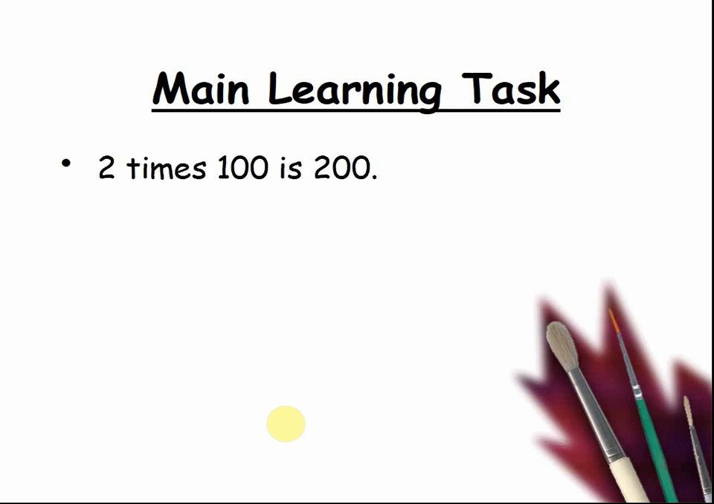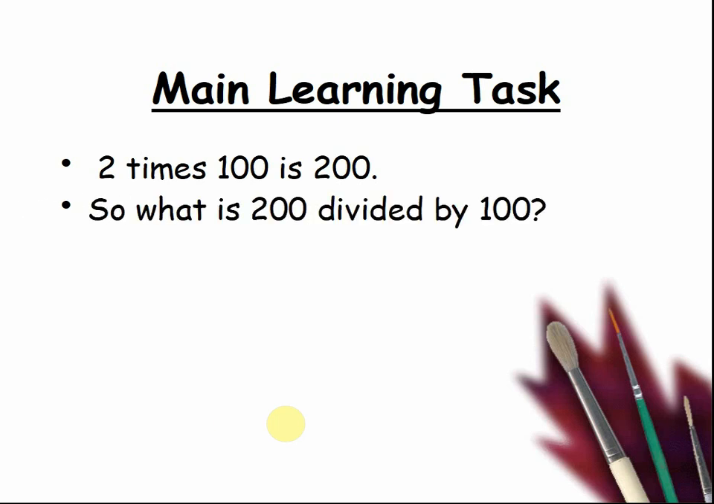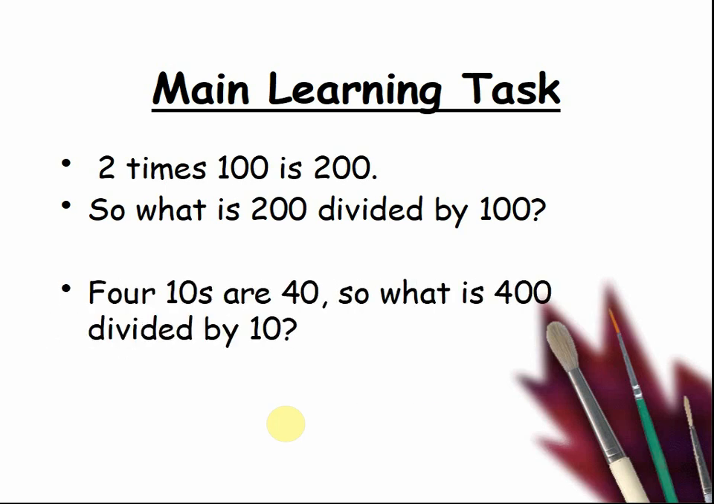2 times 100 is 200. Easy, yeah? So what is 200 divided by 100? The answer, of course, is 2. 4 tens are 40. So what is 400 divided by 10? It would, of course, be 40.